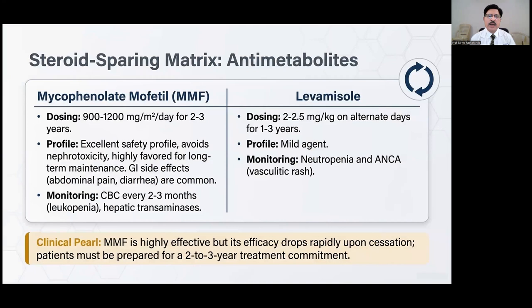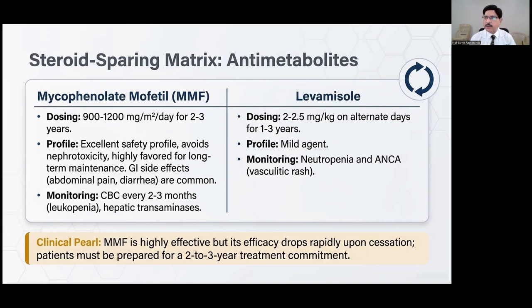How much do I give? 900 to 1200 milligrams per meter square, adult or child, for 2 to 3 years. Profile, excellent safety profile, avoids nephrotoxicity, highly favored for long-term maintenance. Few GI side effects may be there. What do I monitor? Look at leukopenia and your proteinuria, and also hepatic transaminases you have to monitor, because mild elevation can occur. Levamisole, 2 to 2.5 milligrams per kilogram on alternate days for 1 to 3 years.